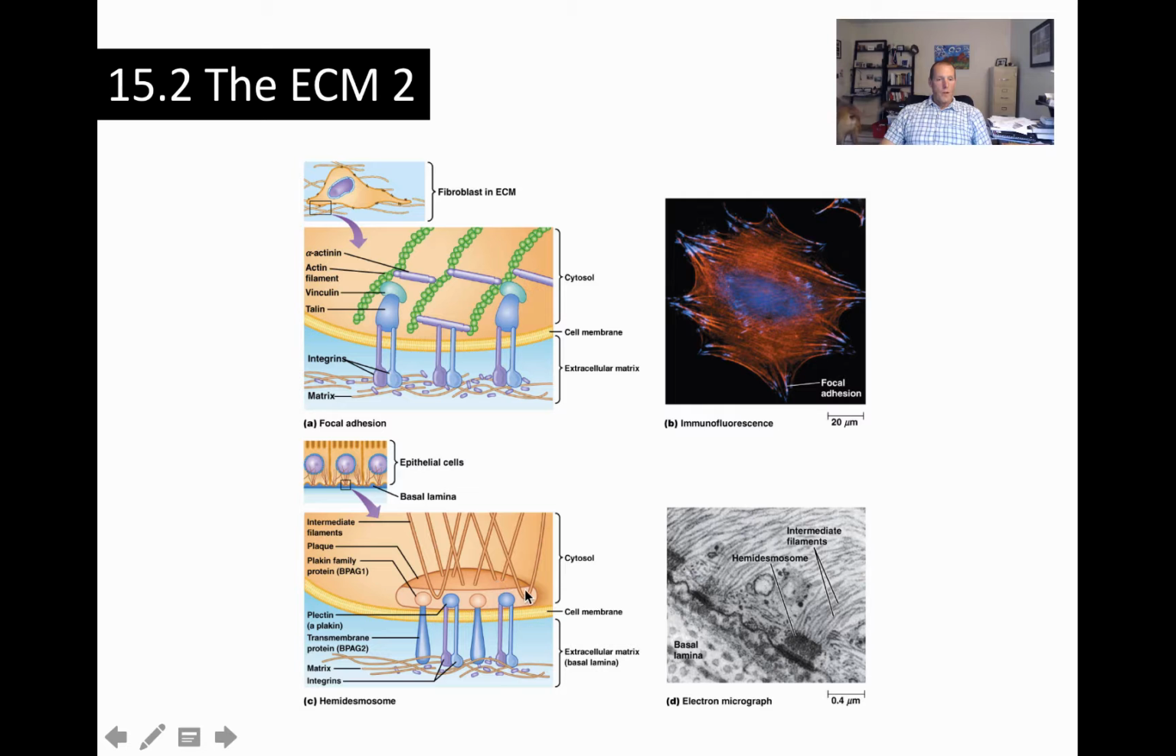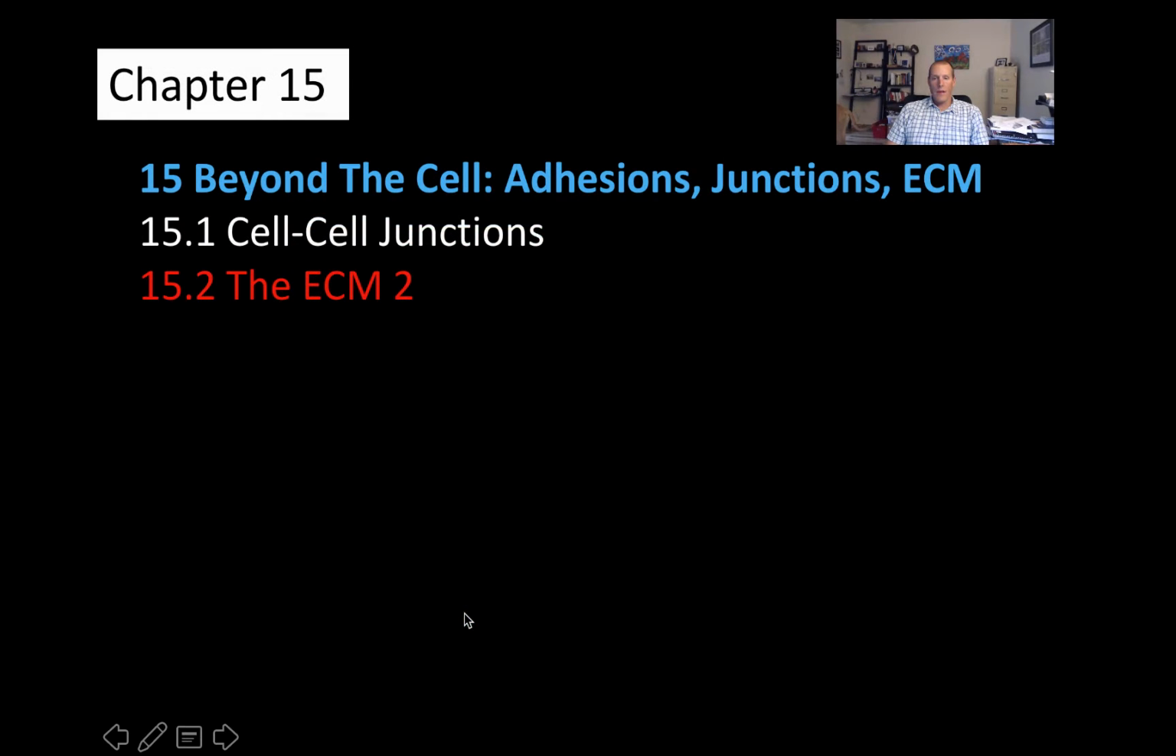The linker proteins here form these really dense plaques, which the intermediate filaments then attach to. I think that's all we really need to worry about in terms of integrins and fibronectin. We'll leave it there.